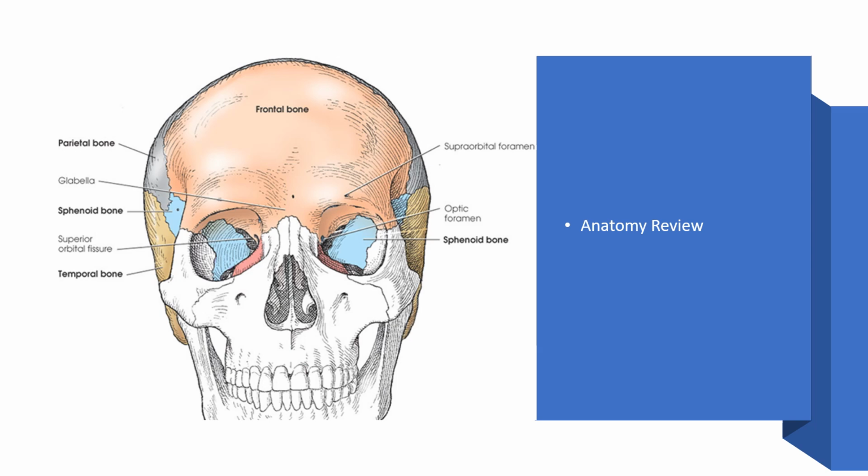We can see the frontal bone, part of the sphenoid bone in the light blue, the temporal bone on either side, and then they have parts of some of the frontal bone. I'll get into those in a minute.